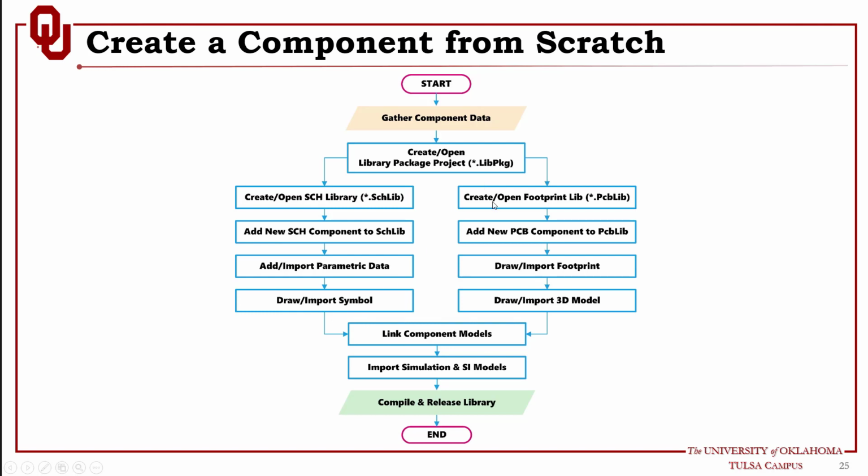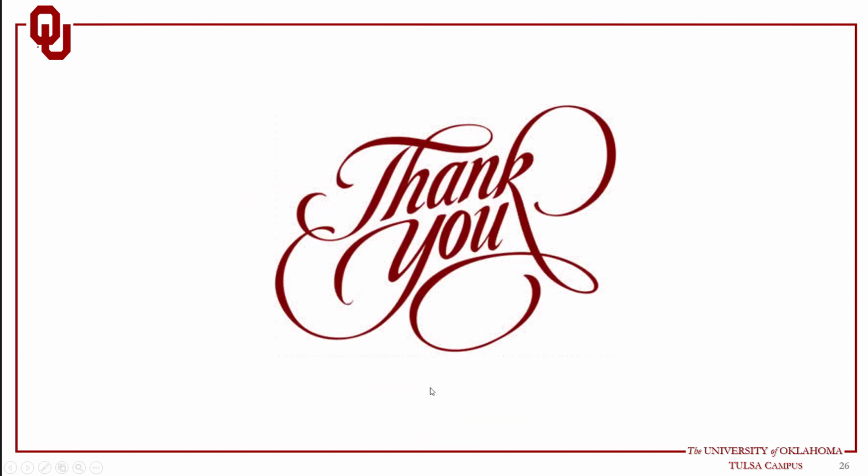At the same time, you create a footprint and add the PCB component to the PCB library. You draw or import a footprint, or use the IPC Wizard to create a footprint. You add the 3D model to it, and then you add it to the schematic symbol and link them together. If you have a simulation model, you can add it. If not, you can move forward, compile it, and release it. So that's all for session number 8.